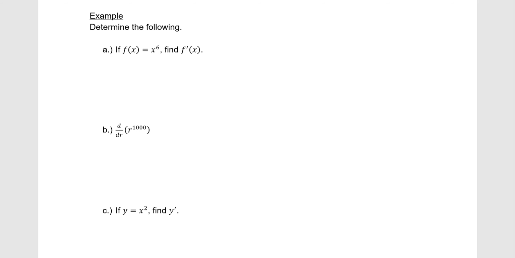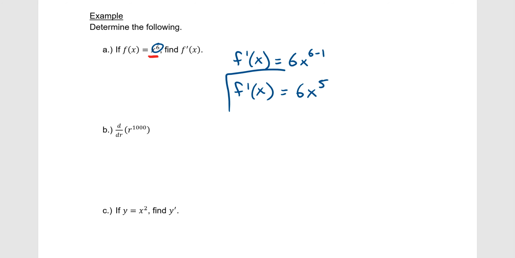Let's determine the following. If f of x equals x to the 6th, let's find the derivative. Finding the derivative, it's going to be the power rule, right? Because we have a power function, x to the 6th. We're going to bring the original exponent out front. I'm going to be saying that a lot, bring it out front. That means we're multiplying it out front. It's 6 times x. And then we subtract 1 from the original exponent. So this derivative is 6x to the 5th.